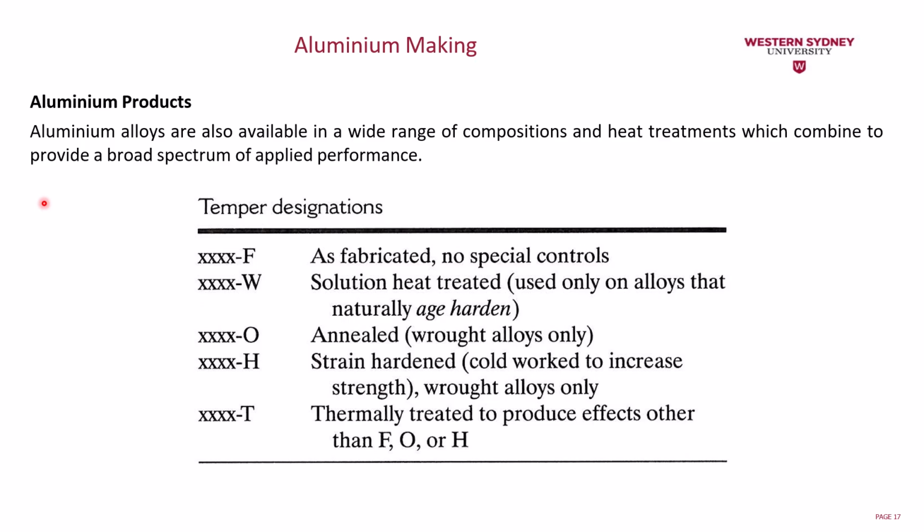The H type is strain hardened, where cold work is used to increase the strength, for wrought alloys only. We have the T type, which is thermally treated to produce effects other than the F, O, or H.